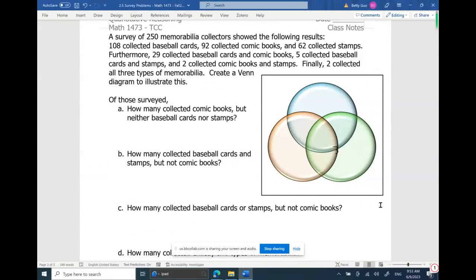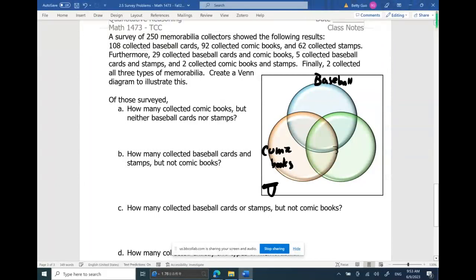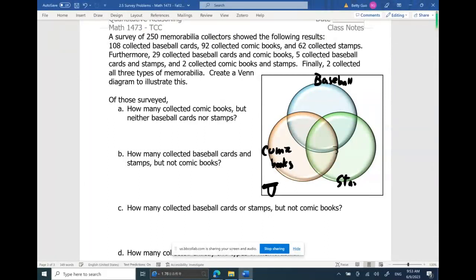So 3 types of memorabilia. So we have 3 circles in the Venn diagram. This is U, the universal set. Let's say this is baseball, and this is comic books, and this is stamps. Sorry, my laptop is broken in this part. Some part I cannot really write. So this part, stamps, right?